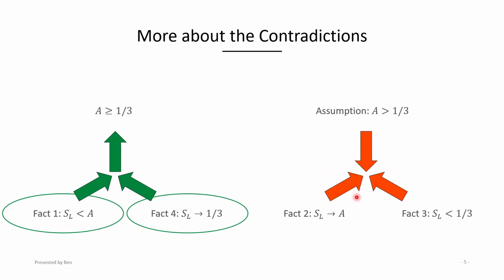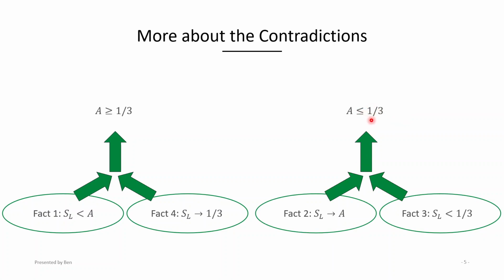It is very similar. With this assumption, we cannot guarantee both facts. I will leave the contradictions or the conflicts to you. Basically, fact 2 and fact 3 don't allow this to happen. They only allow A to be a number less than or equal 1/3. Put them together, we know that only the equal relationship can hold up.